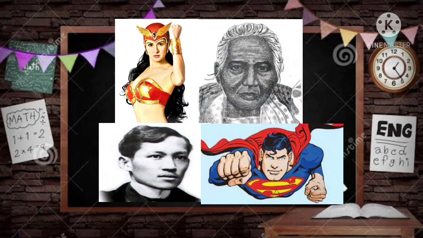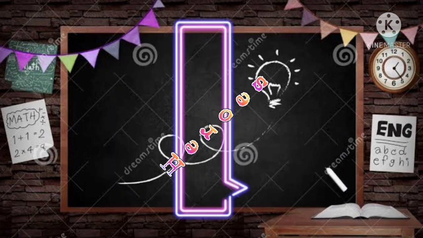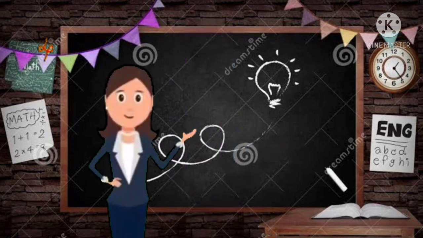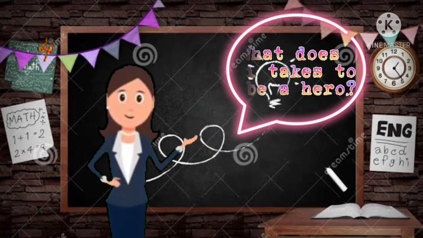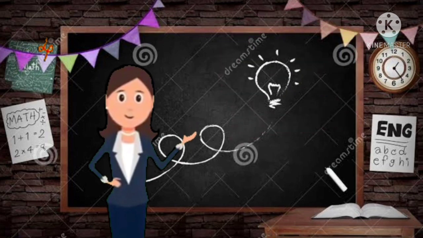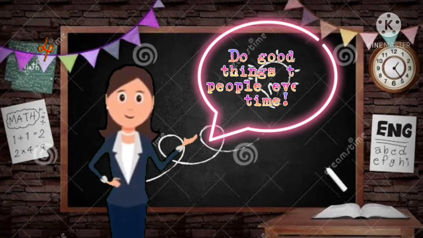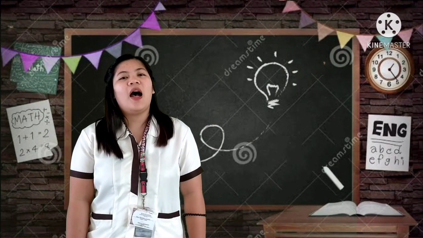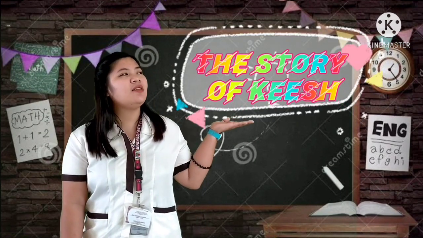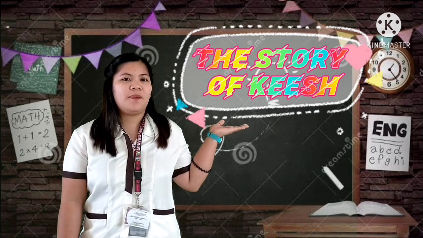So what do you see in the picture? That's right. It shows pictures of heroes. So what does it take to be a hero? Very good. You must do good things to people every time. Our lesson for today is all about the story of Kish.